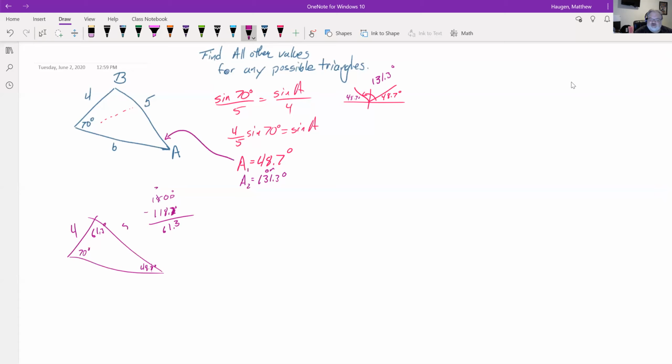And that's still our 4 and our 5. So that left us with a 61.3 degree angle, perfectly reasonable angle. So that's one triangle, and we still have to find that length B.